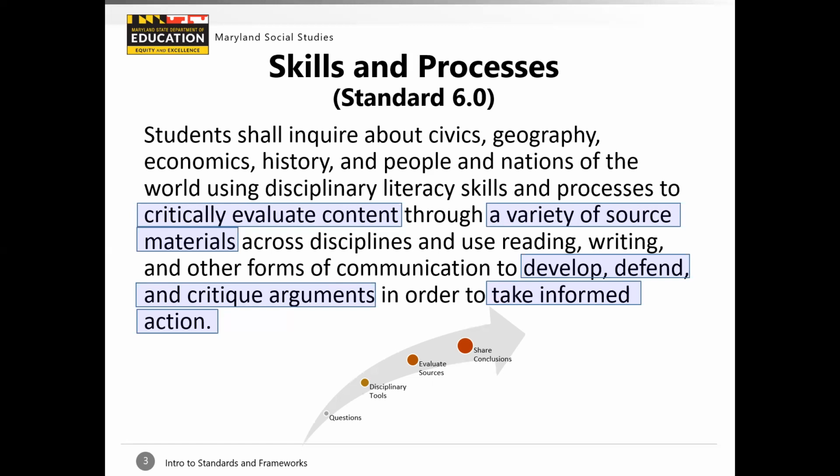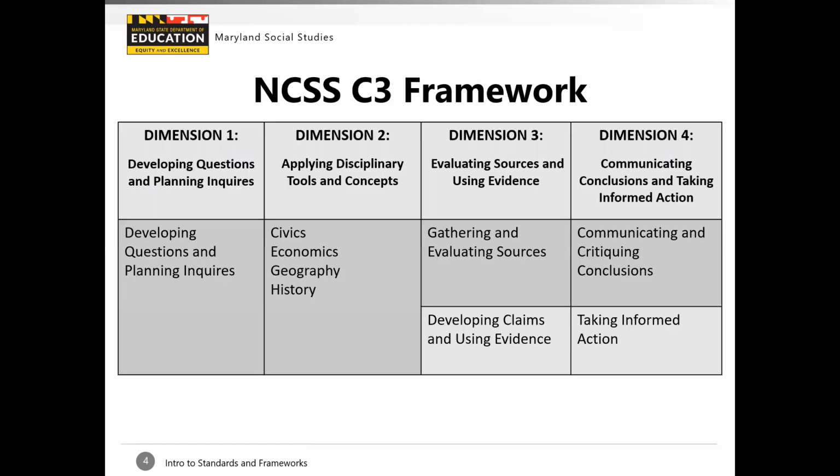At the beginning of each framework, there is reference and reminder to this standard, often by referencing the inquiry arc found on the bottom of your screen. The ideas in Maryland's skills and processes standard are not new. They can also be found in the C3 framework from the National Council for the Social Studies.